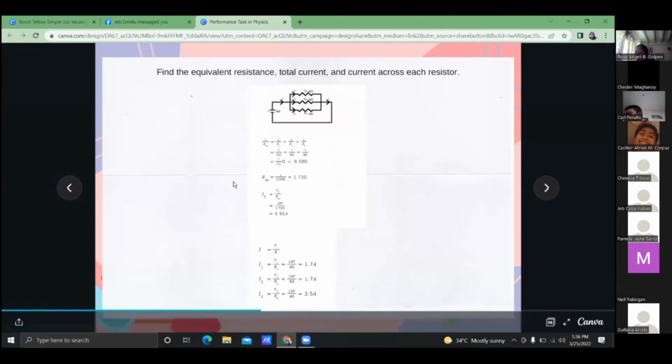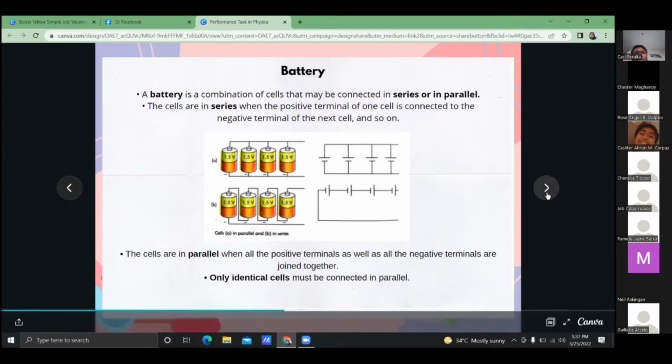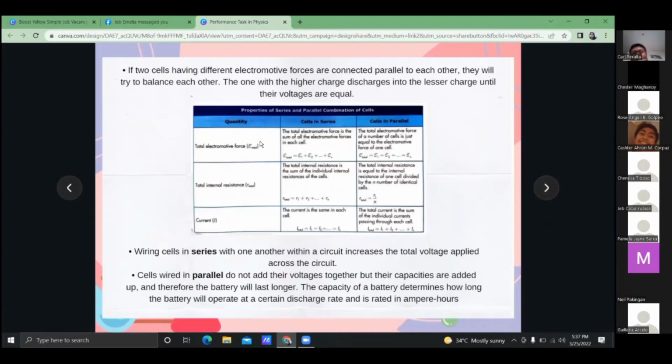So kung makikita natin sa illustration, yung A, in parallel, and B is in series. So yung A, makikita natin yung positive terminal, nakakonect siya sa another positive terminal. Pero kung in series siya, yung positive terminal, nakakonect siya sa negative terminal. And take note that only identical cells must be connected in parallel. If two cells having different electromotive forces are connected parallel to each other, they will try to balance each other. The one with the higher charge discharges into the lesser charge until their voltages are equal.